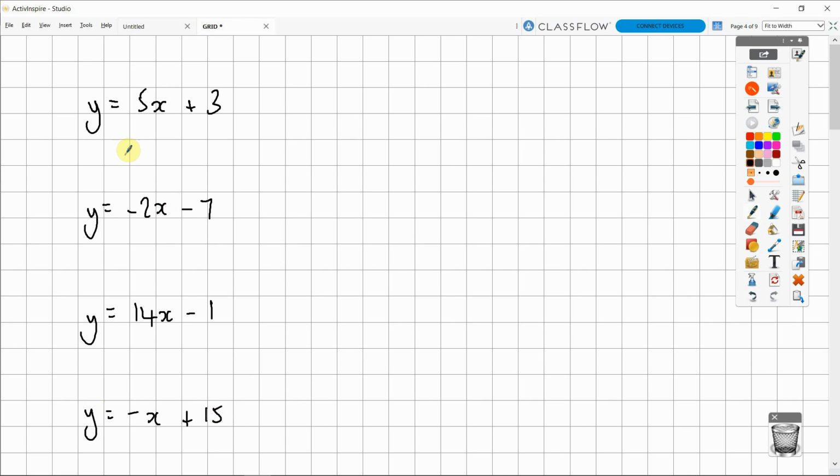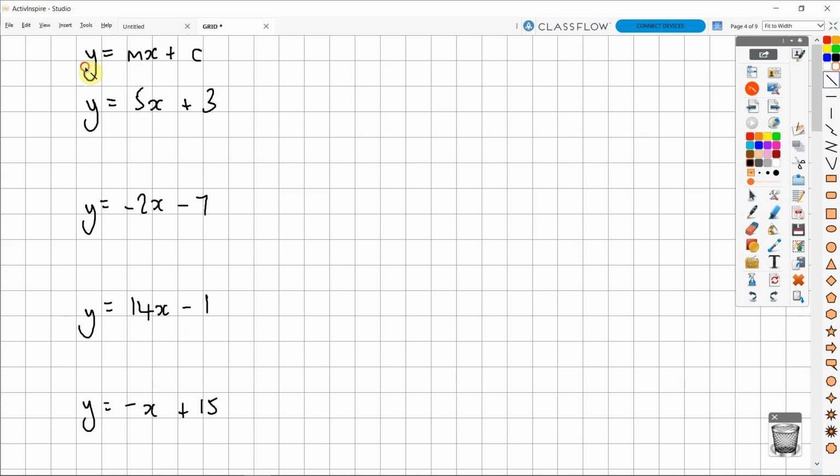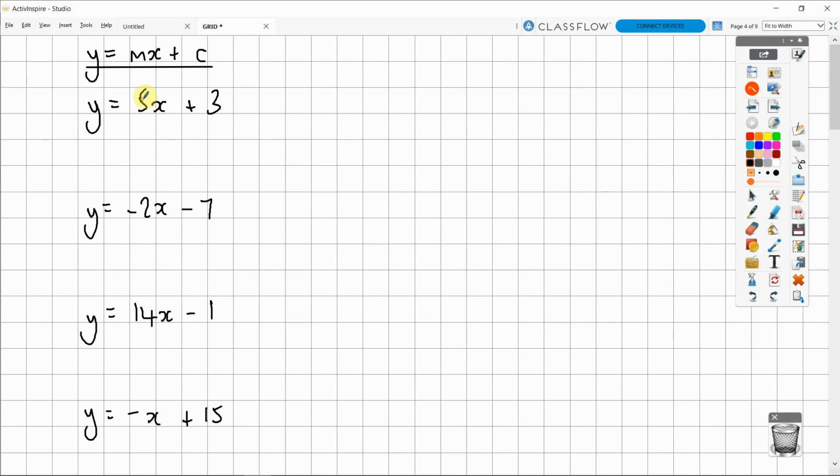Fairly random. The key thing to start with is all of them do have that structure, y equals mx plus c. And so I can be confident that all of these, if I made tables of values for them, if I plotted the graphs, all of these would make straight lines. Let's deduce what we can from these. First of all, these numbers here, the 5, the -2, the 14 and the -1, are controlling the steepness or the slope or the gradient of these lines.